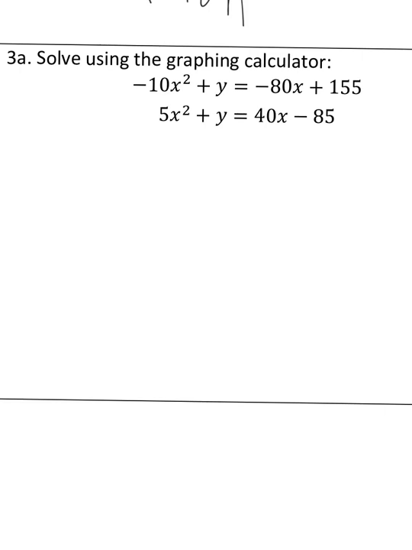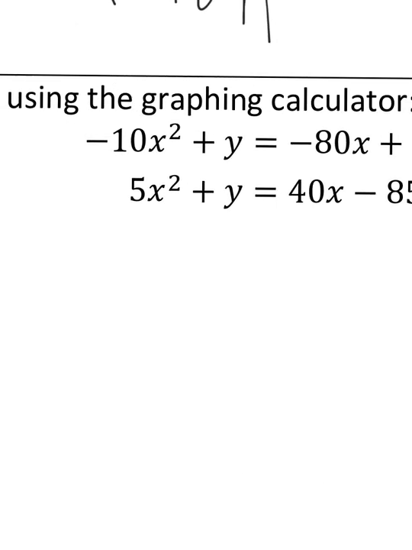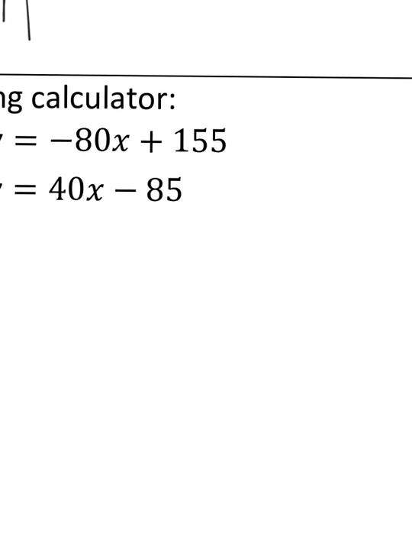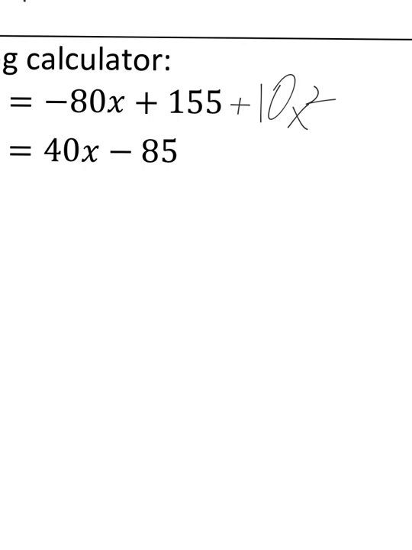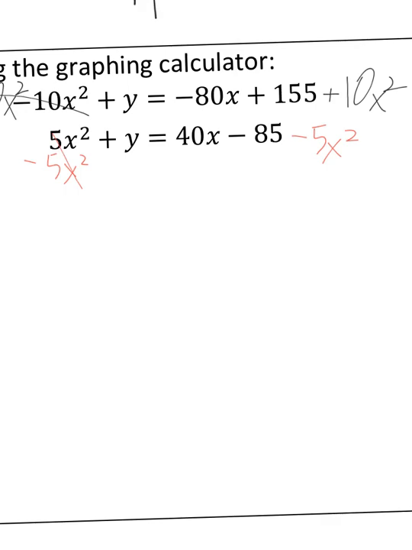So here I'm going to solve using the graphing calculator again. So if I just get these two terms over to the other side, they're good to graph. So I can add 10x squared to both sides. That'll cancel it there. And then I'll tack on a plus 10x squared here. And then I can minus 5x squared on the other side. Just tack it on there. And so let's write these in standard form, meaning write everything in order. So I have y equals 10x squared minus 80x plus 155.